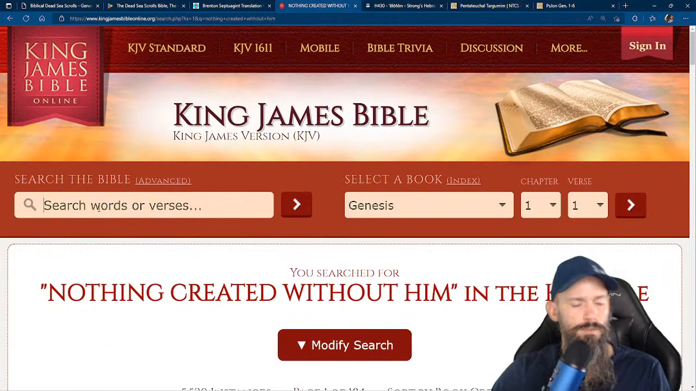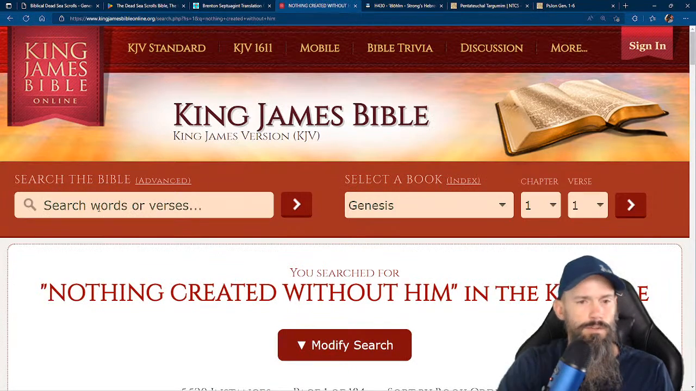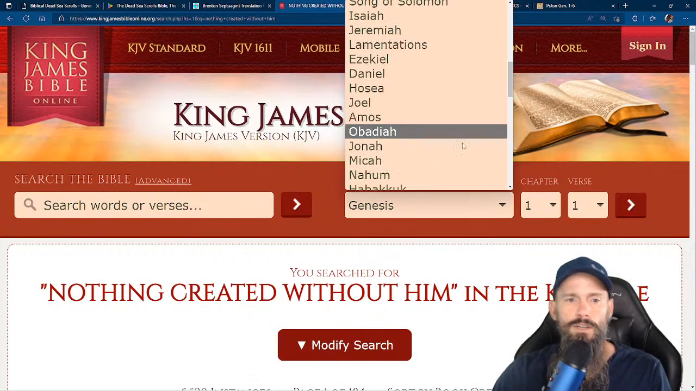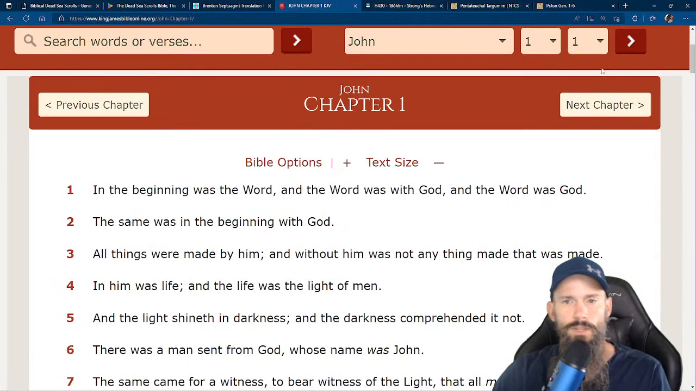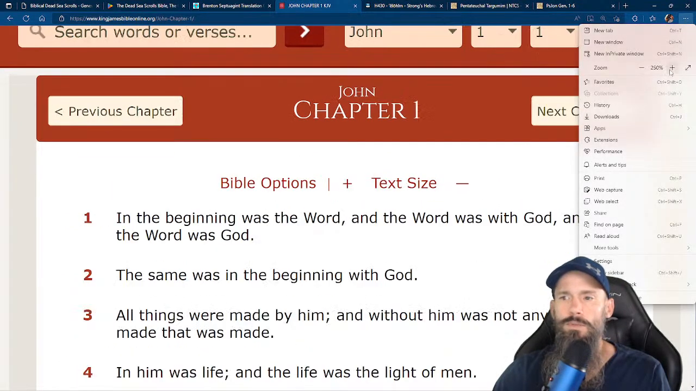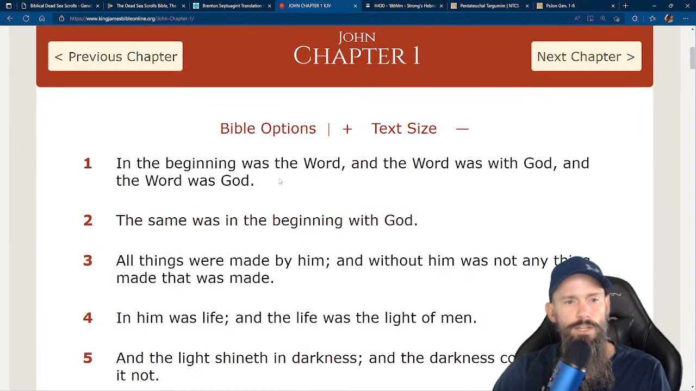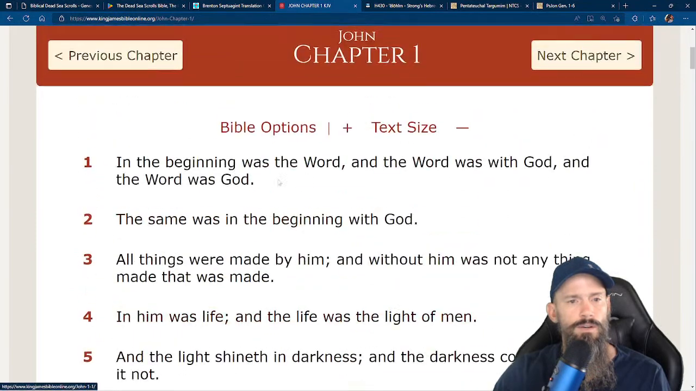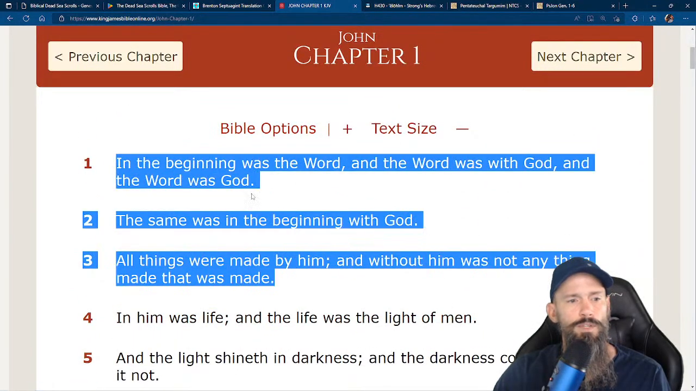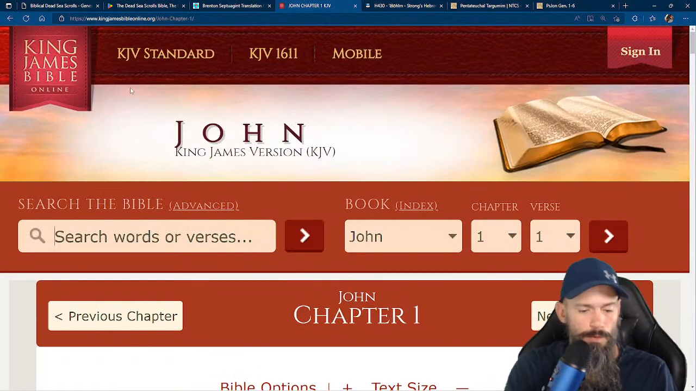Now let me go back to that. That's going to be John 1:1. Do a little comparison. John 1:1: In the beginning was the Word, and the Word was with God, and the Word was God. The same was in the beginning with God. All things were made by him, and without him was not anything made that was made. So we know who the Word was, right? Nothing was made without him.